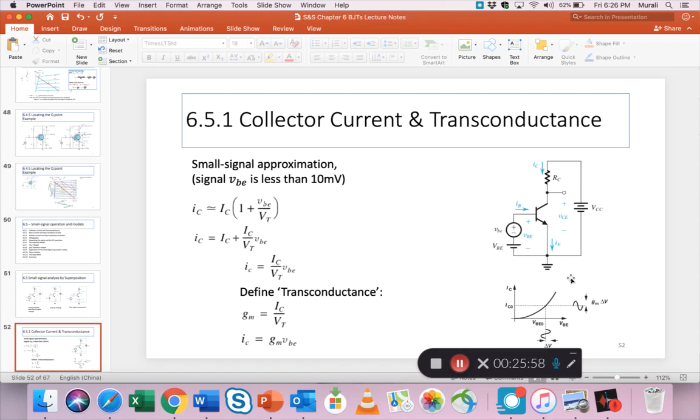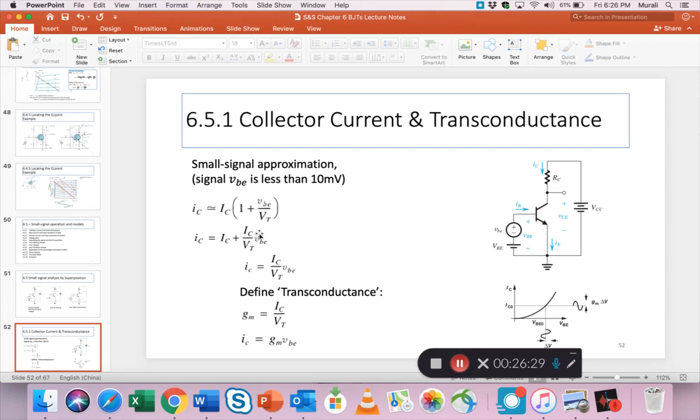I'm not looking at them in too much detail. I'll just give you the final results. So, small signal approximation. Assuming that the small signal is less than about 10 millivolts in a typical transistor, you can say that the output current, for example, the collector current, is in this form, and it is clearly the sum of a biasing current IC plus another factor.